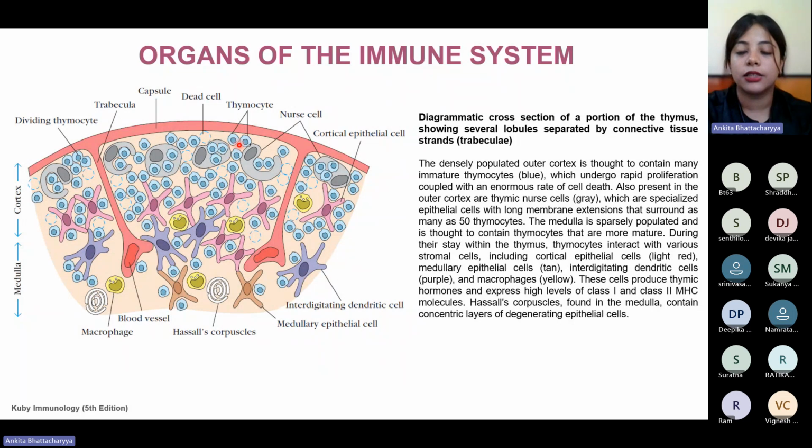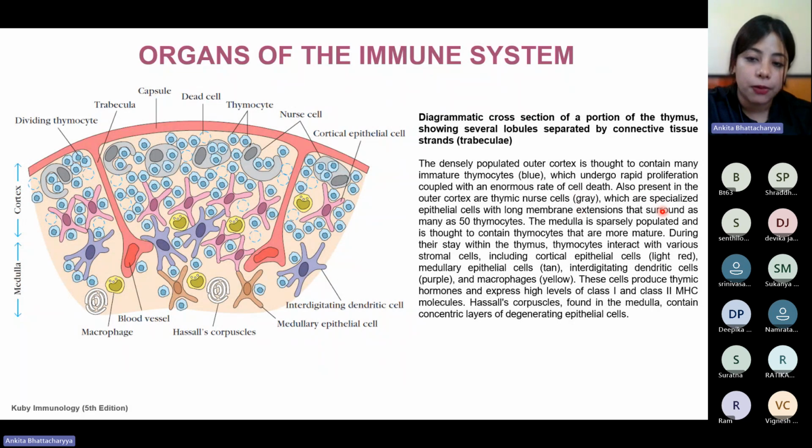Now, coming back to the immune system, what we see is that on the outer side, it's very well enriched in thymocytes, which are immature and which undergo rapid proliferation and cell death. Also, what is present in the outer cortex are cells which are shown in gray, which are the thymic nurse cells. What are they?